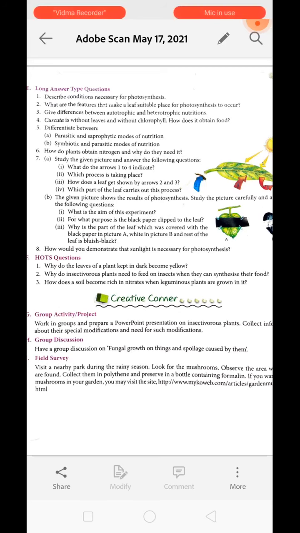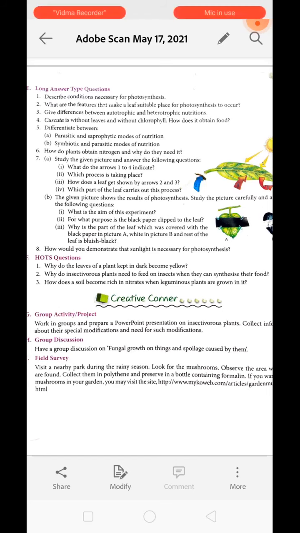Understood. Second question, why do insectivorous plants need to feed on insects when they can synthesize their food? Because they do not have a nitrogen supplement. The insectivorous plants grow in nitrogen deficient soil. So to fulfill their need of nitrogen, they capture insects even though they can perform photosynthesis.